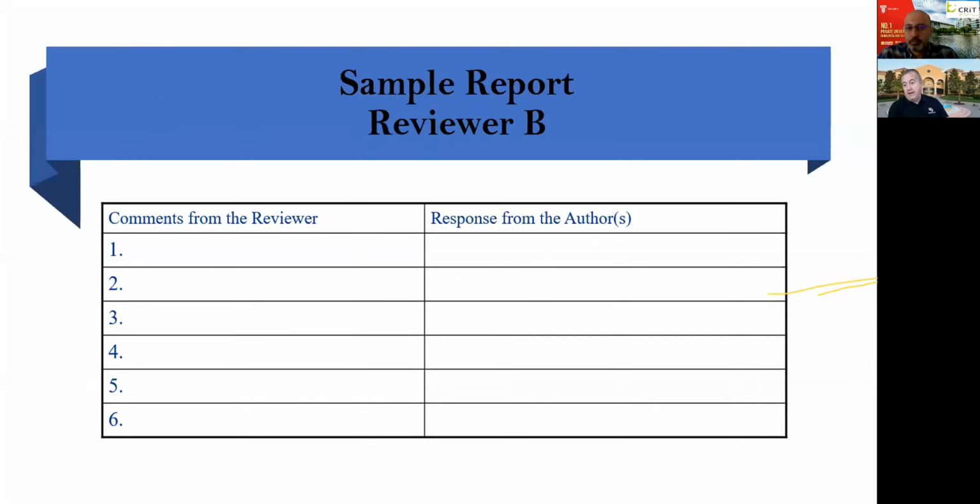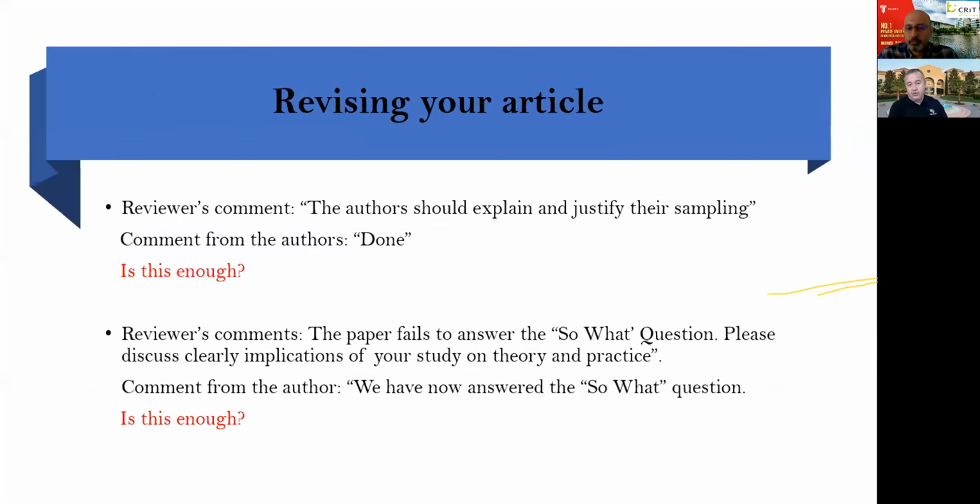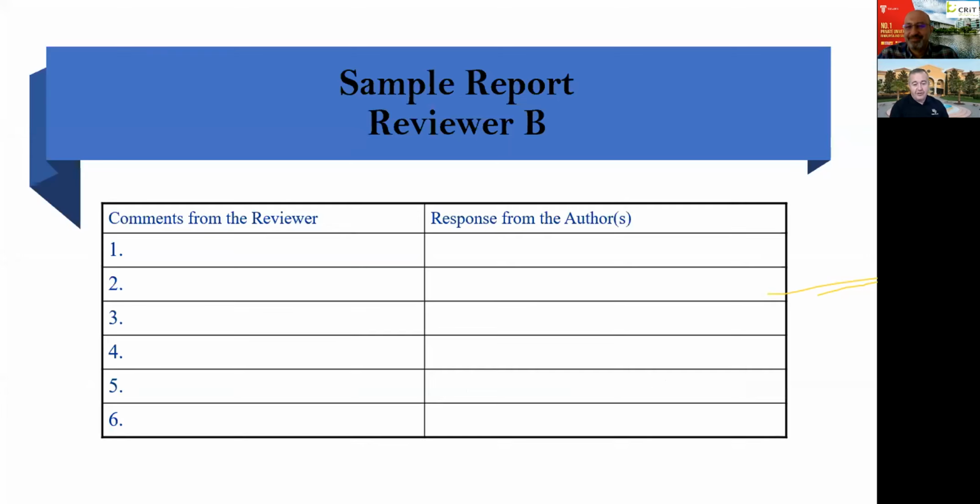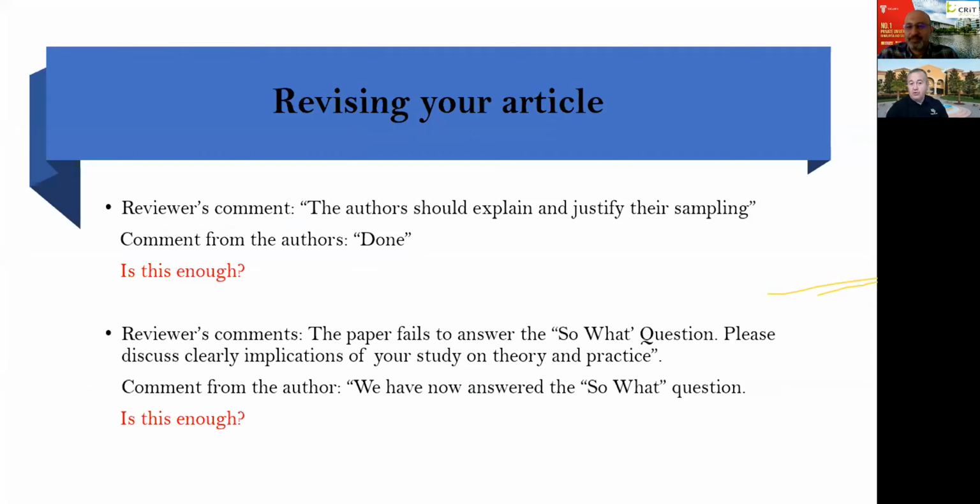Okay, and we get 2-3 reviewers for each paper. So these are some examples, ladies and gentlemen. I often get similar comments, like, the authors should explain and justify their sampling. Comments from the authors: done. Okay, is this appropriate? You need to justify which sampling you use. Let's say the purpose of sampling, and then how you use it, why you used it, and who was used. Just explain it, how many people.